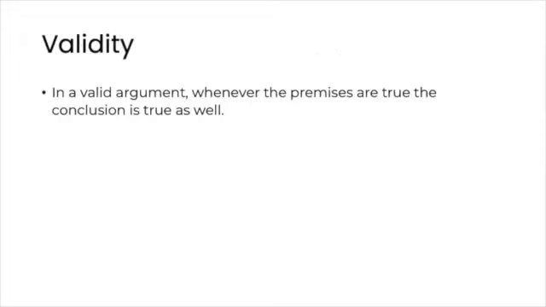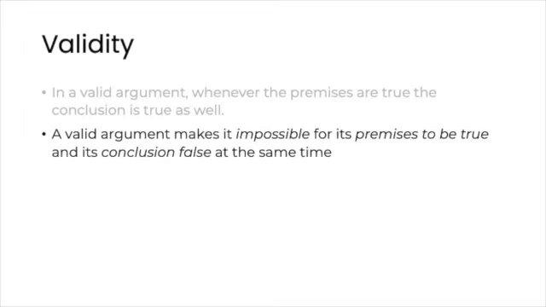As you remember, in a valid argument, whenever the premises are true, the conclusion is true as well. Equivalently, we can say that a valid argument makes it impossible for its premises to be true and its conclusion false at the same time. If such a thing were possible, we would say that the argument is invalid. We have already seen that we can define and test equivalence and logical truth on truth tables, and we can do the same with the validity-invalidity dimension.